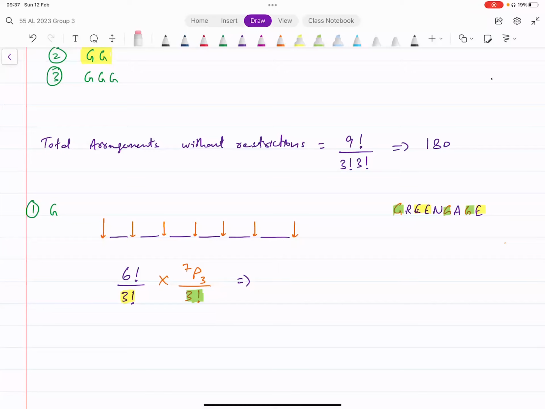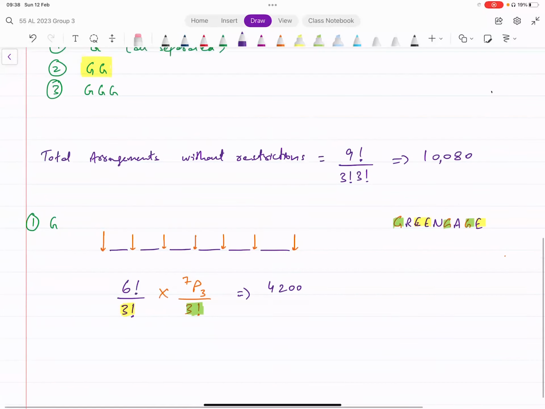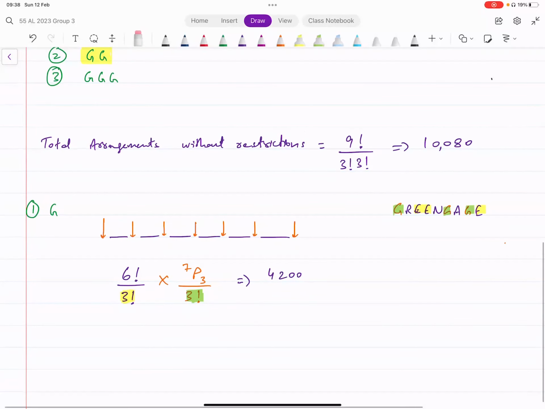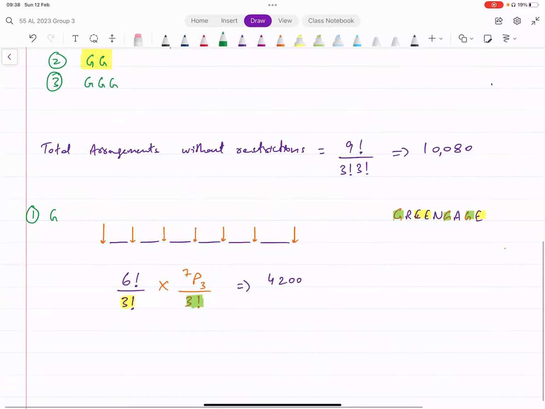Was that Halima? Halima, how is that 180? That's 10,080. Sorry, 180. And the second one is 4,200. Okay, so this is the total arrangements, 10,080, and then all G's separated, 4,200. Okay, ये हमने first case निकाल लिया.